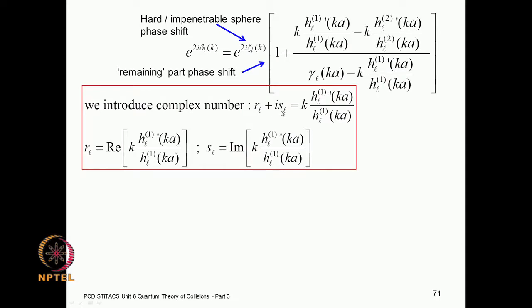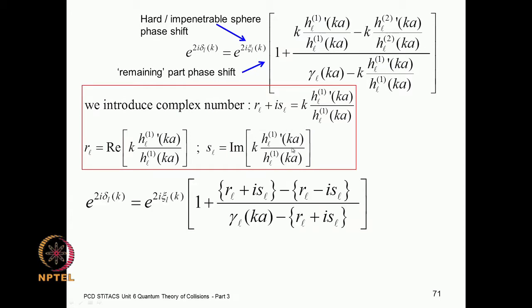So there is R_l plus i S_l, but for every partial wave we have a complex number R plus iS, which is the ratio of the derivative of the Hankel function 1 to the Hankel function 1 multiplied by k. So this is the complex number which we introduce, and R is now the real part of this complex number, S is the imaginary part of this complex number, that is how we have defined it.